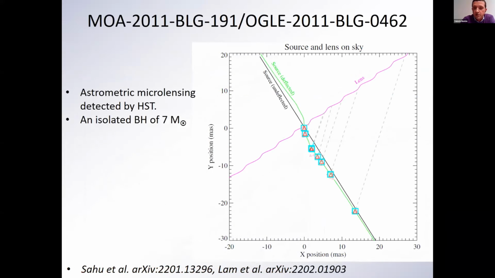Now, this has already been demonstrated in a number of cases, and this is one of the most recent ones. Just two papers appeared in the last few days about the observations of a microlensing event that was discovered by MOA and OGLE, and was later observed by the Hubble Space Telescope, which was able to measure the astrometric deflection due to this black hole. In this case, it was possible to state that the lens was an isolated black hole of a few solar masses. So if Hubble can do it, Roman can do it too, of course.